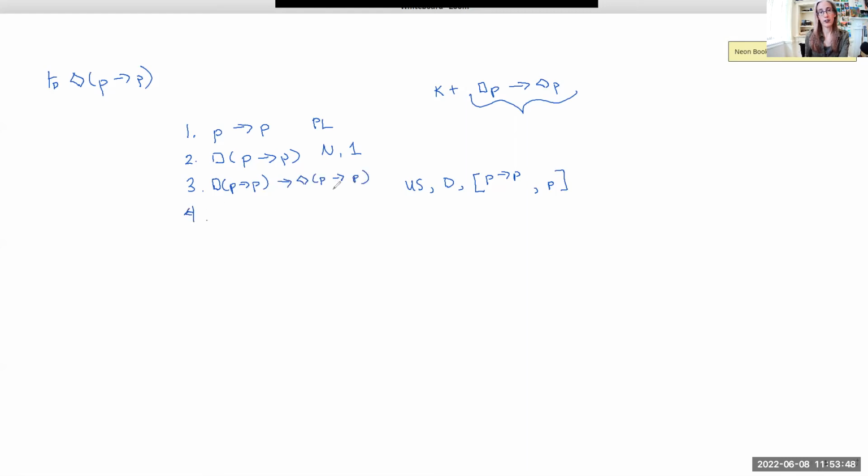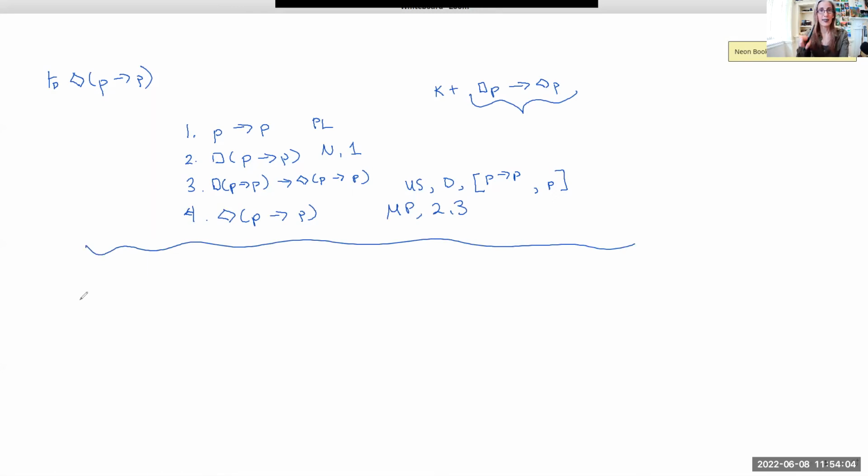But this is a conditional. Line 2 is its antecedent. Modus ponens says that means we can derive the consequent. So there you have it. In system D, you can prove that possibly P implies P.